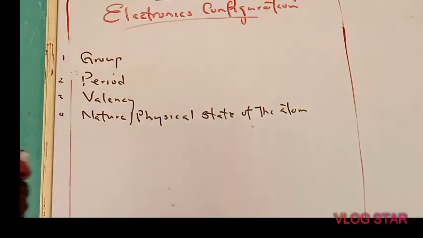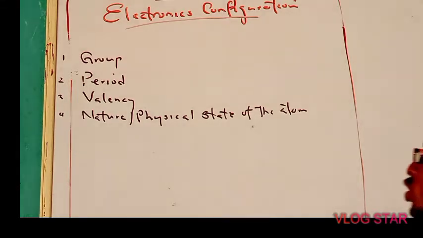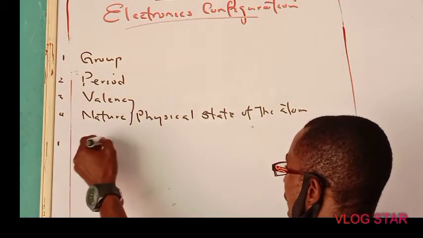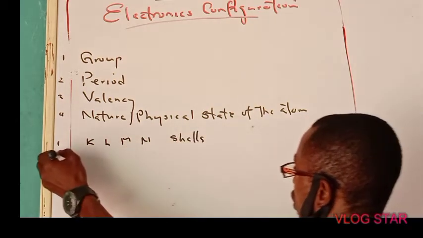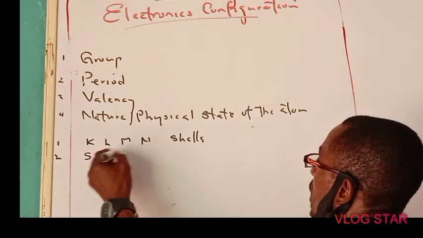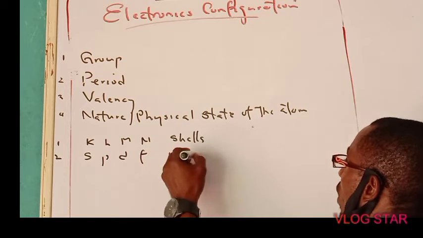Electronic configuration is done in two ways. One, using the KLMN shells, and two, using the SPDF orbitals.